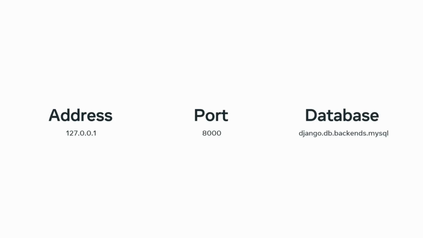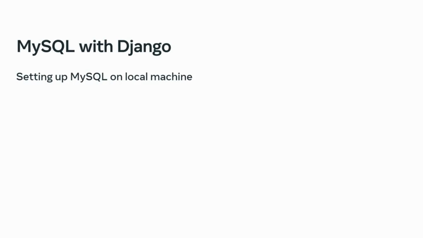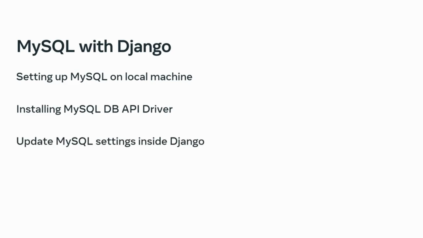There are a few steps that should be followed for using MySQL with Django. These include setting up MySQL on a local machine, installing the MySQL DB API driver, updating MySQL settings inside Django, and setting up database tables. Let's briefly explore these steps. To install the MySQL server, download the installer appropriate for your operating system. The download link can be found in the additional resources at the end of this lesson.